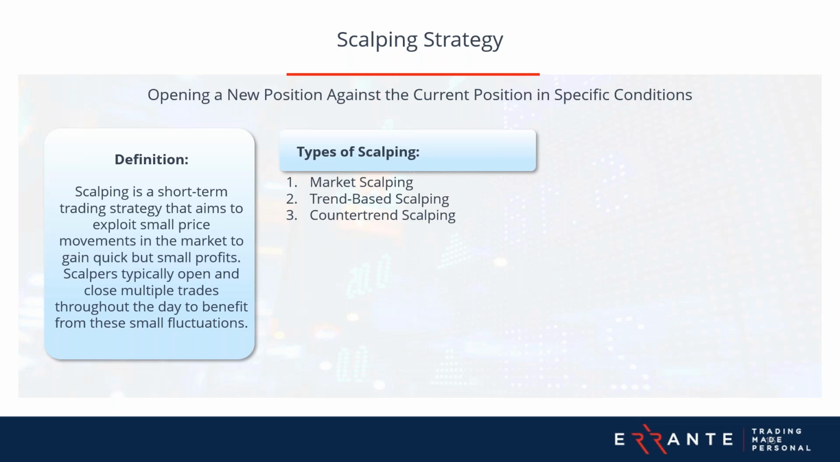Then the next one is trend-based scalping. This method follows a prevailing market trend. Scalpers identify the trend direction and place trades in the same direction, aiming to profit from short-term price movements that align with the trend. The very famous trading strategy using this method is catching reversals on the 1 minute time frame.